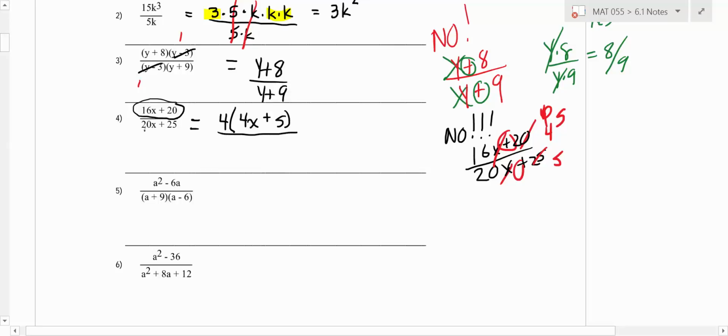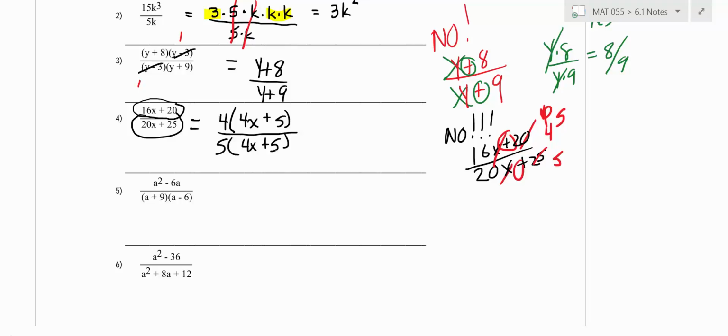All right, look at the bottom. What do you take out of a 20 and a 25? A 5, right. Okay, so we do that, and then 5 times 4x, and then 5 times 5, like that. That's the factoring, all right? Now what?